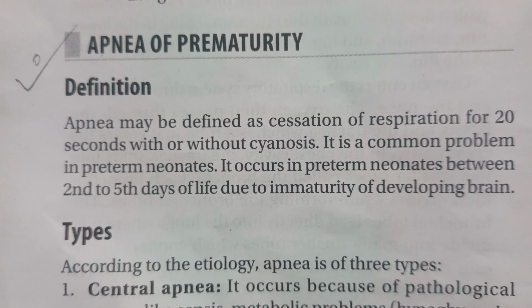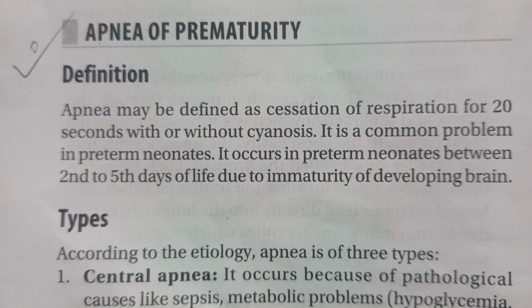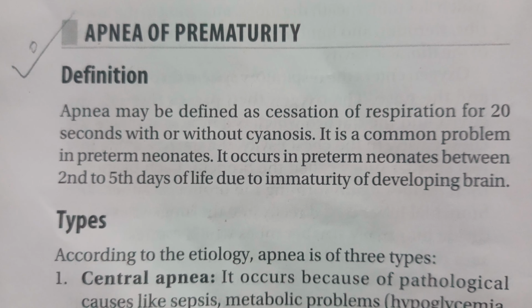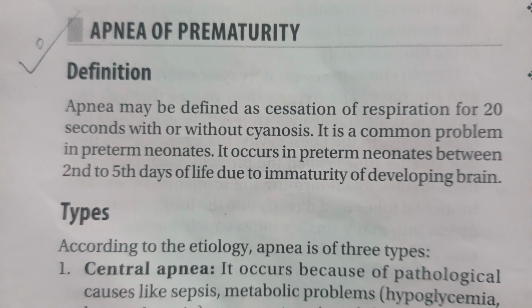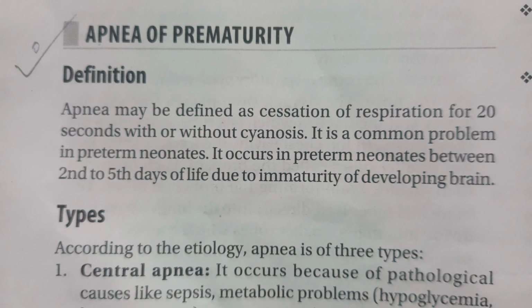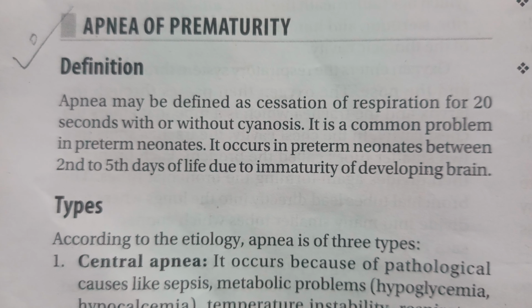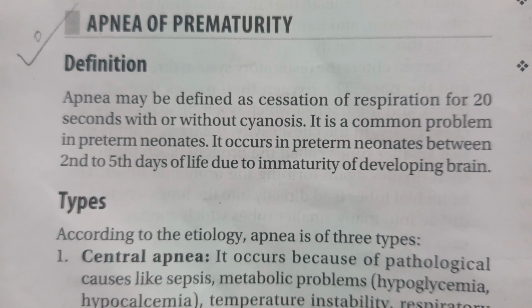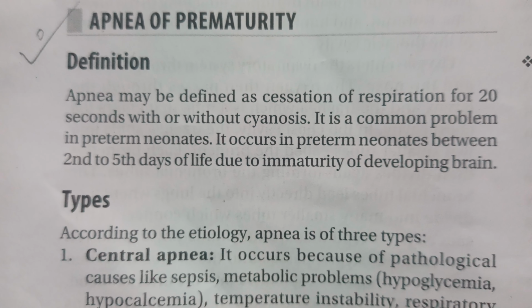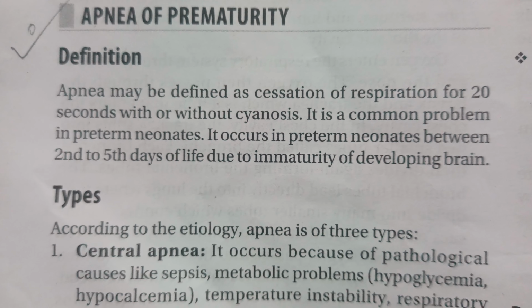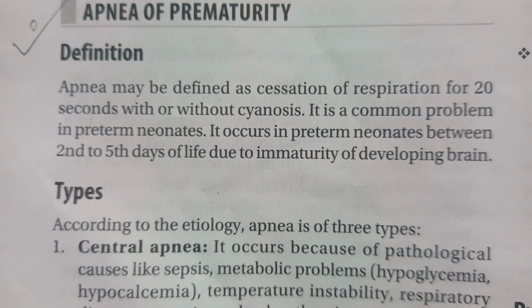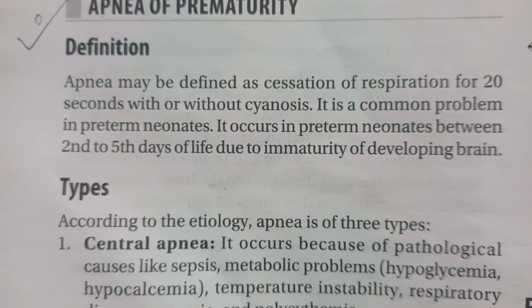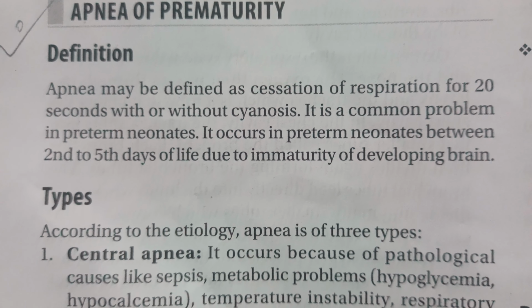First disease condition: apnea of prematurity. Definition: apnea may be defined as a cessation of respiration for 20 seconds with or without cyanosis. It is a common problem in preterm neonates. It occurs in preterm neonates between the 2nd and 5th day of life due to immaturity of the developing brain.